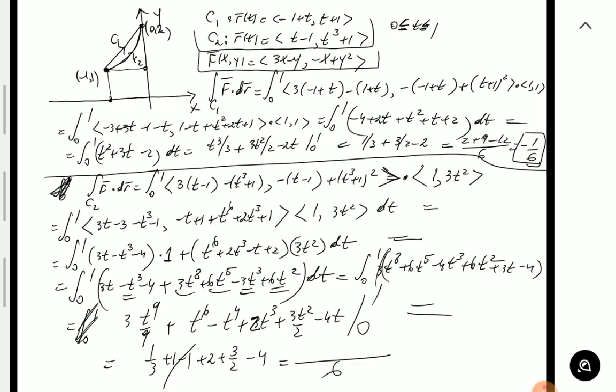Common denominator again is 6. 2 plus 2 times 6, which is 12. 3 times 3, that's 9. Minus 4. We have, let's see. No, not minus 4. 4 times 6, minus 24. Forgot to multiply it. And then what do we get? 23 minus 24 on the top. And then minus 1 over 6.